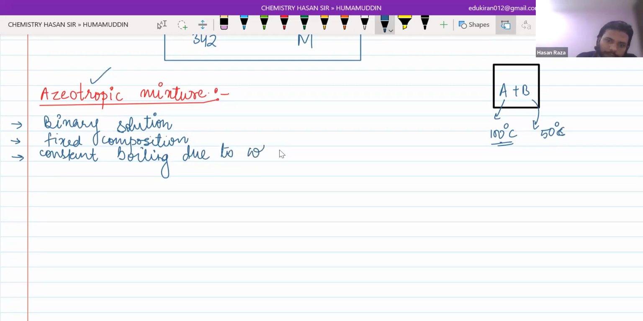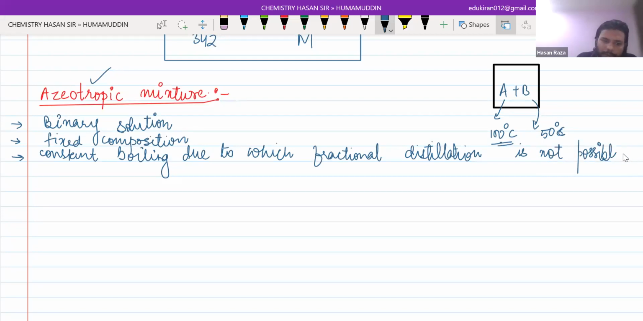due to which fractional distillation is not possible. Are you aware of this distillation and fractional distillation? Yes or no? Yes, sir.